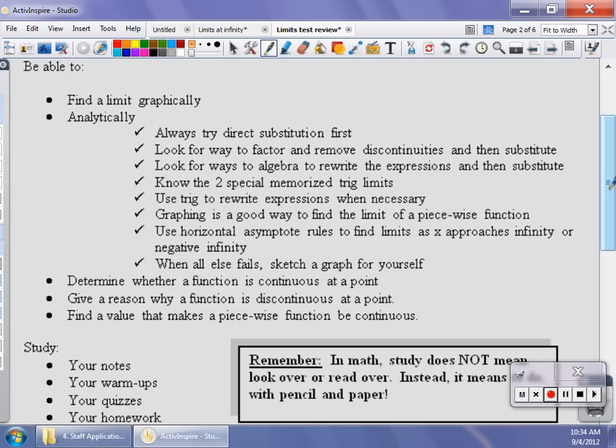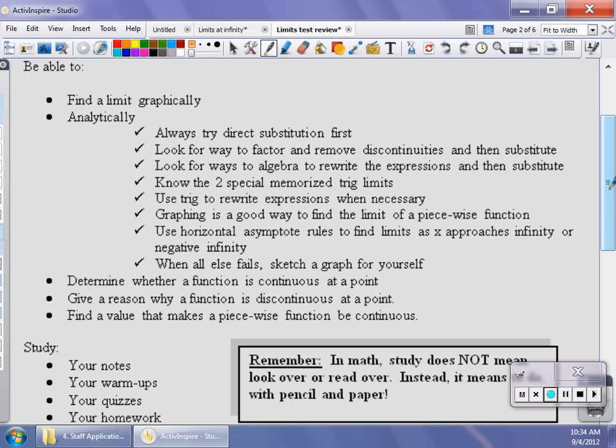One being f of c is not defined, or there's no y value. The second being the limit as x approaches c of the function does not exist. In other words, there's no limit at a particular value of x. And then the third reason would be that the y value is not equal to the limit, or stated, f of c is not equal to the limit as x approaches c of f of x.